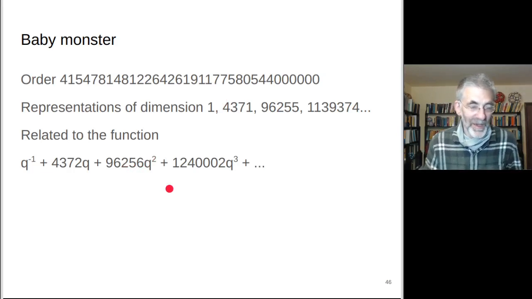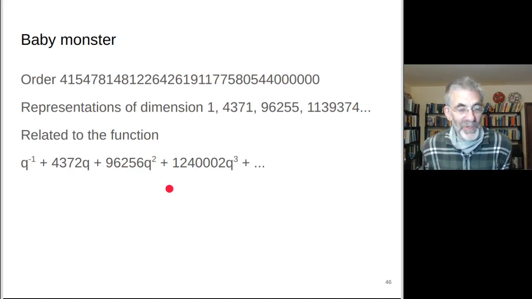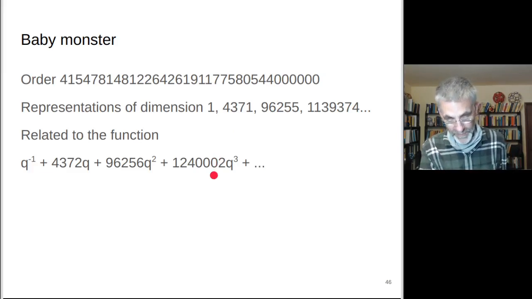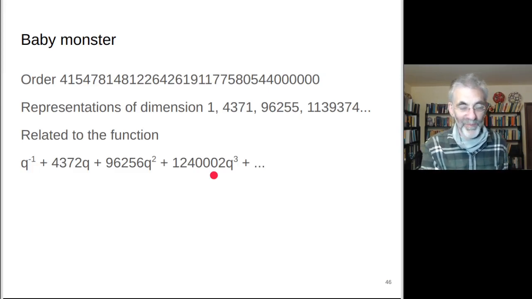So everything you can do for the monster simple group has a sort of analog for the baby monster. And in fact, most of the sporadic groups have similar relations to modular functions. They have representations whose dimensions are given by some sort of modular function.